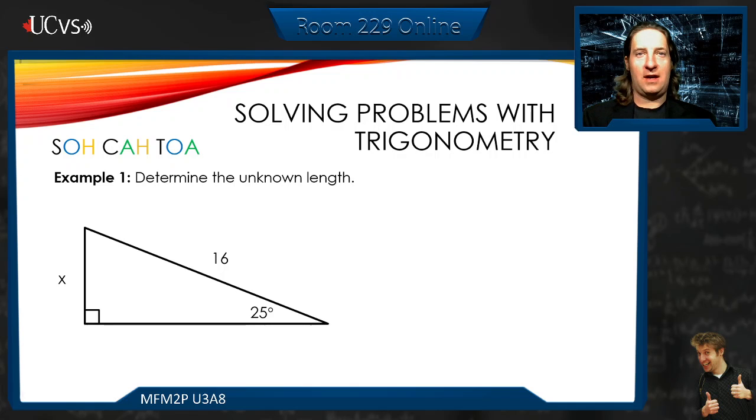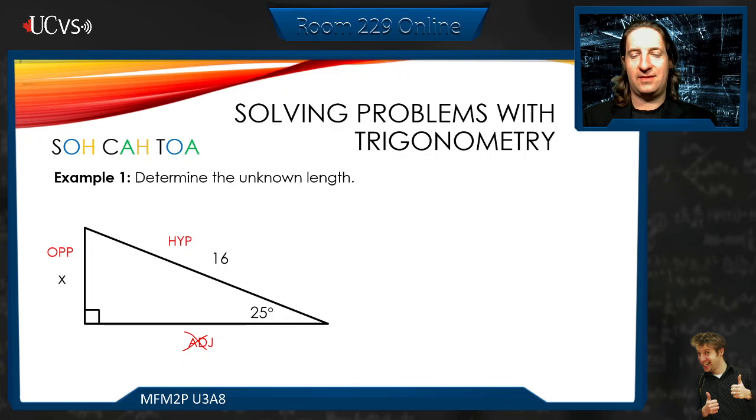Remember, 25 is the angle that we're looking from. This is my reference point. So hypotenuse, that's easy. It's the longest side. Opposite is going to be the length farthest away from the angle, and adjacent is going to be the closest. And now when I look at this, notice that the adjacent has nothing to do with the problem.